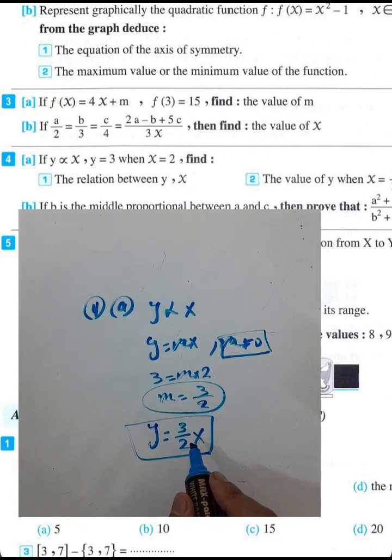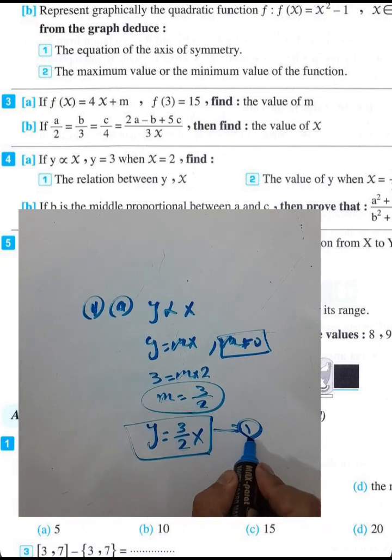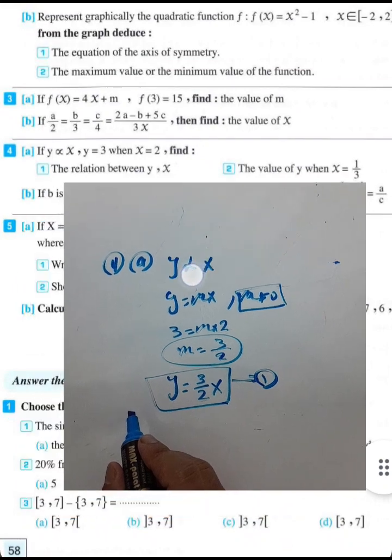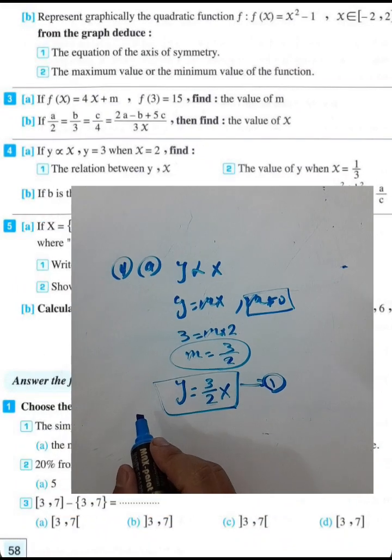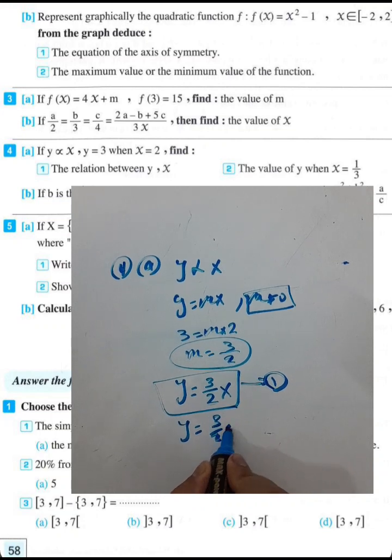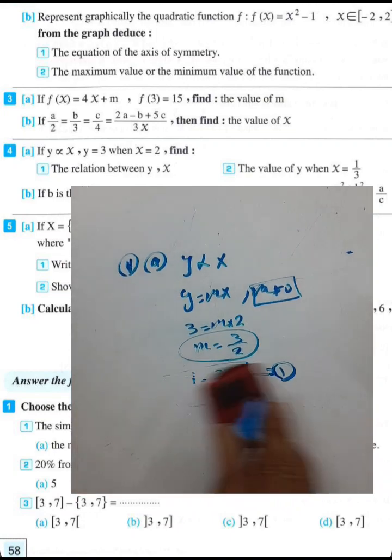So first we want to find the relation, relation number 1 between y and x, and then he gives x equals a third. Want to find the value of y when x equals a third. With x equals a third here, then y equals 3 over 2 product by a third, then y equal half. The value of y here will be 1 over 2.